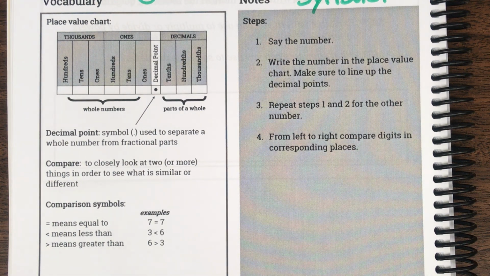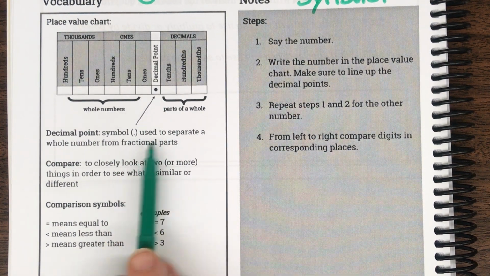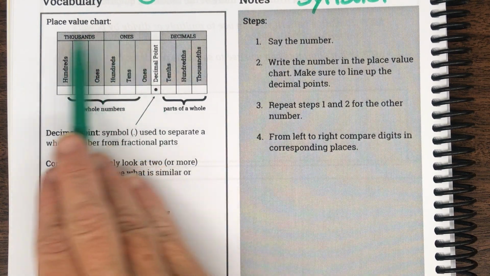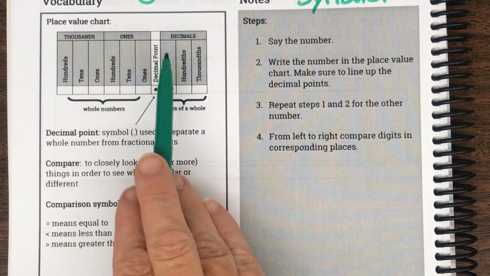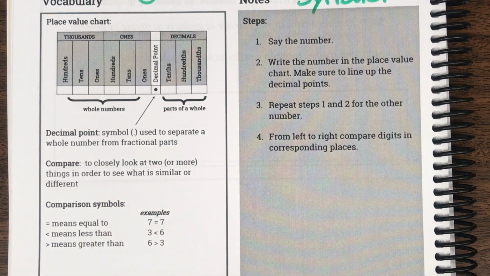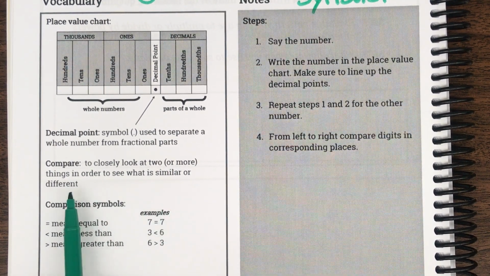Okay. Then we see a decimal point. It says the symbol, which looks kind of like a period, is used to separate a whole number from fractional parts. So on the left, these are our wholes, and on the right, these are what we call our decimals or our parts of a whole, our fractional parts. Okay, compare says to closely look at two or more things in order to see what is similar or different.